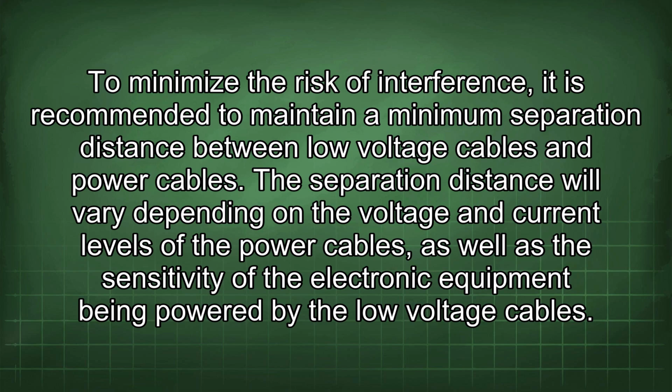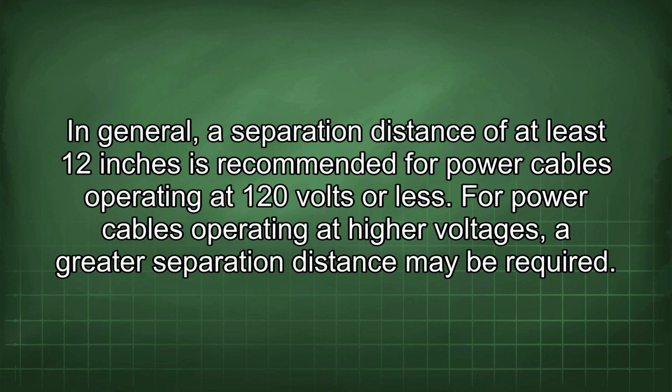To minimize the risk of interference, it is recommended to maintain a minimum separation distance between low voltage cables and power cables. The separation distance will vary depending on the voltage and current levels of the power cables, as well as the sensitivity of the electronic equipment being powered by the low voltage cables. In general, a separation distance of at least 12 inches is recommended for power cables operating at 120 volts or less. For power cables operating at higher voltages, a greater separation distance may be required.